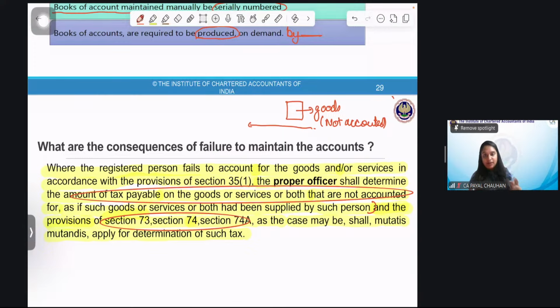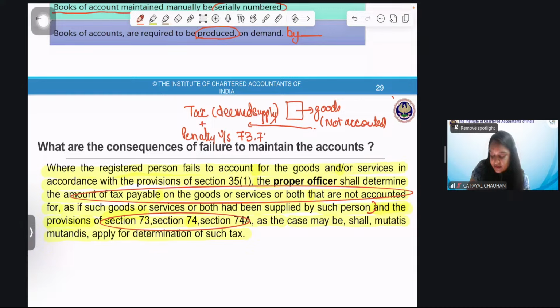Some goods were found at my factory, and when we see the production account, the manufacturing account, no data was found about them. Now tell me, first of all, what do I need to pay? Tax? They'll be considered as deemed supply, right? I have to pay tax plus I'll have penalty under section 73, 74 and 74A. Did you people understand?